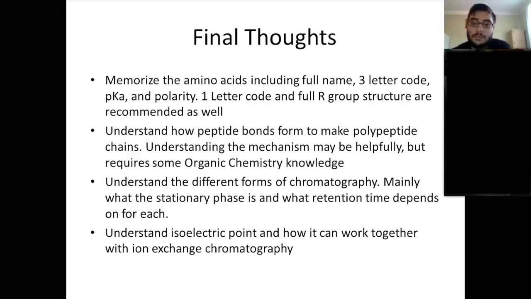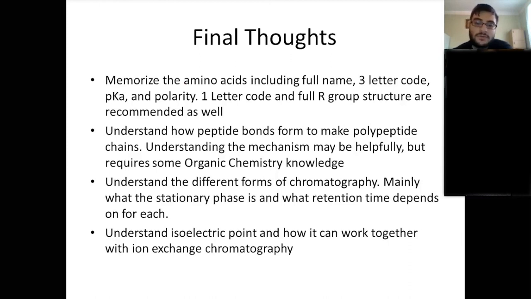You really should understand how peptide bonds form to make polypeptide chains. Understanding the mechanism may be helpful, but requires some organic chemistry knowledge, like nucleophilic and electrophilic. That's why I didn't go over it today, and I don't think it's that important.